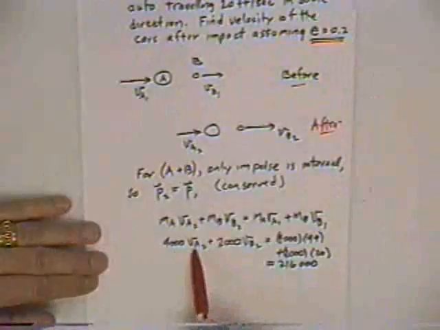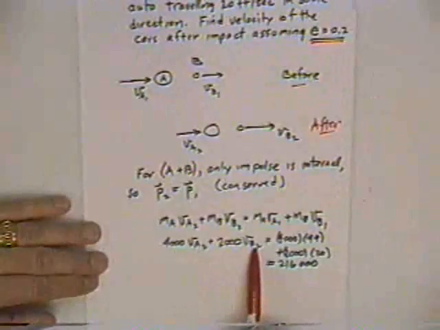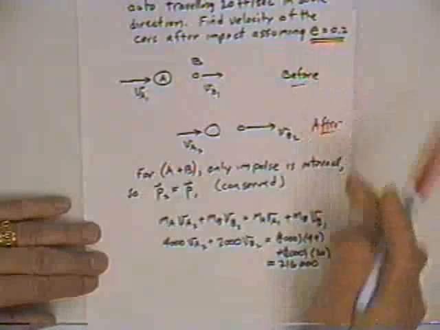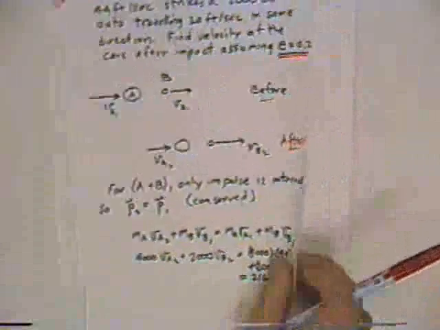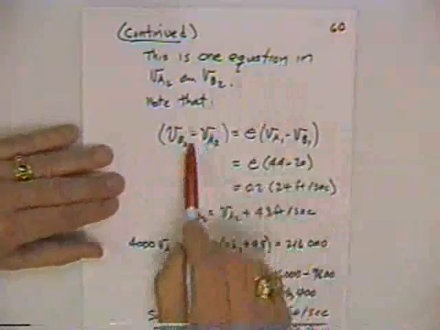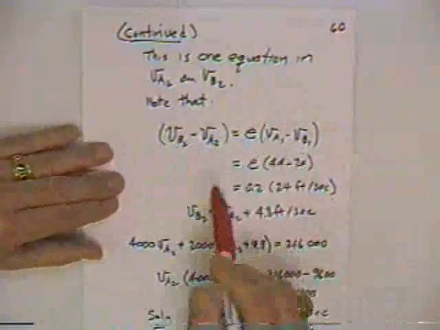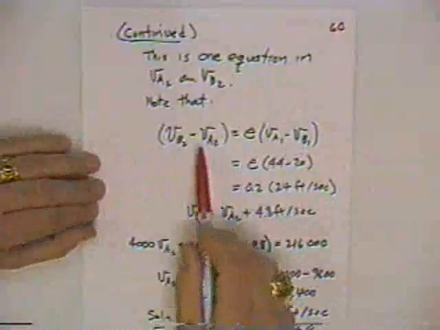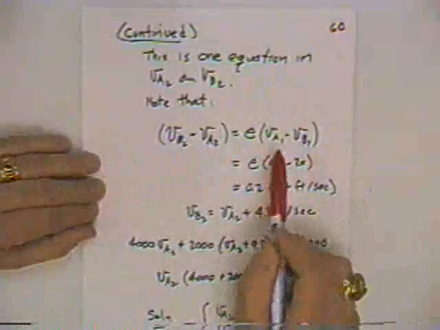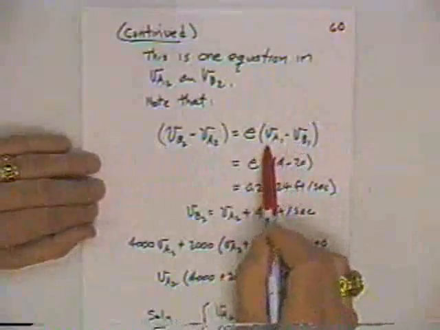Okay, here's my equation for VA2 and VB2, the unknowns. I got two unknowns, I got one equation. That's why I need another piece of information. That's why I need E. I have to have the definition of the coefficient of restitution. I have one equation that comes from impulse momentum. The coefficient of restitution tells me this. It tells me the relative velocity after is equal to minus E times the relative velocity before. Well, I've written the minus sign in a funny way here.